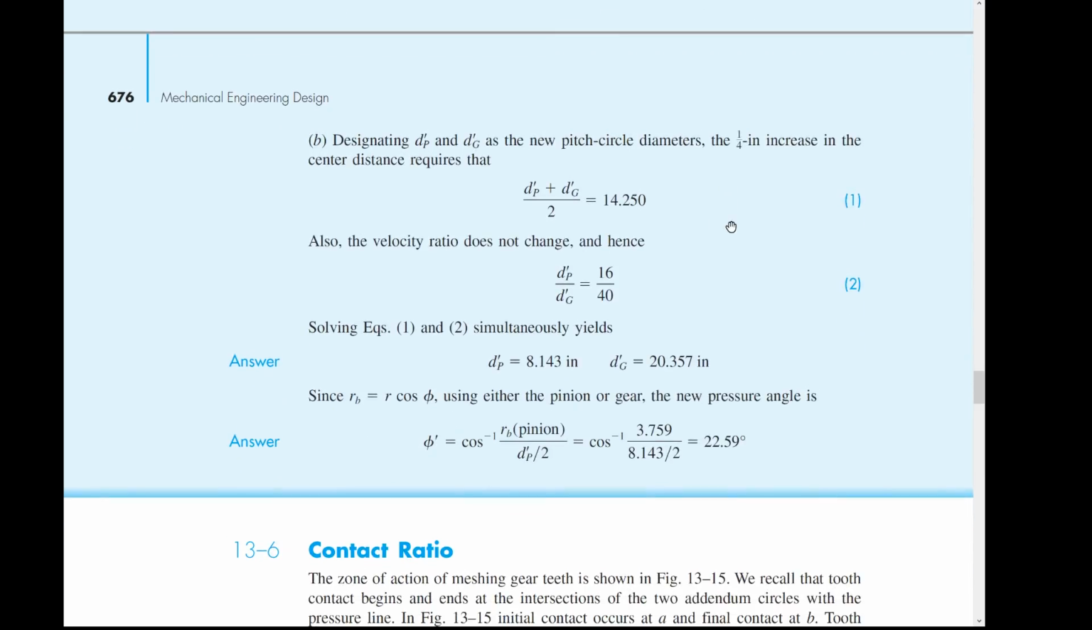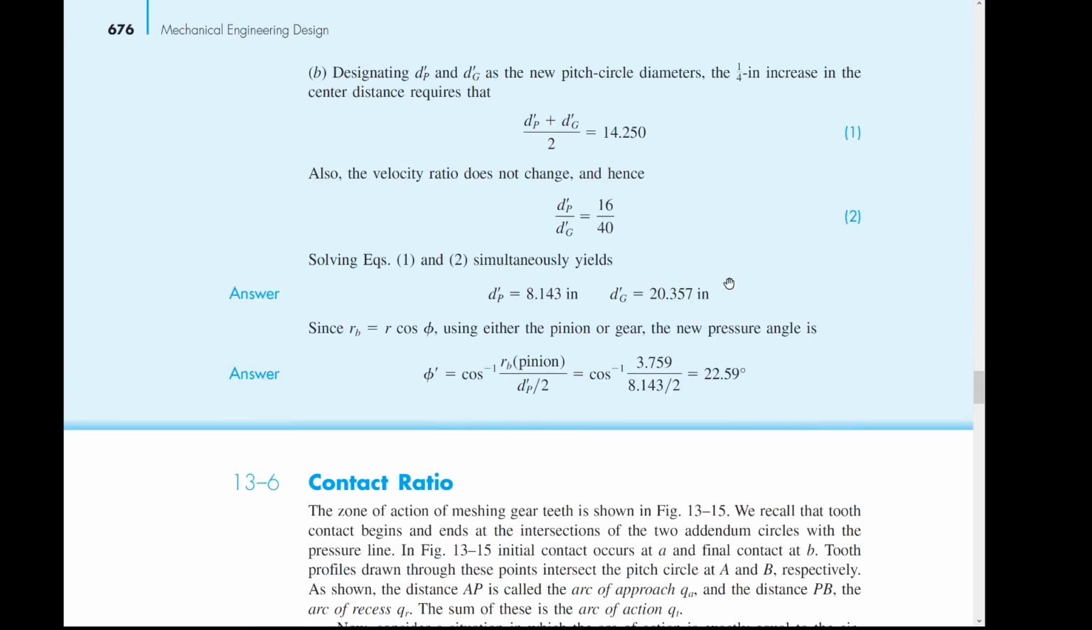Also, the velocity ratio does not change. Hence, D prime P over D prime G equals 16 over 40. Solving equations 1 and 2 simultaneously, D prime P equals 8.143, and D prime G equals another number. We solve just these two equations.